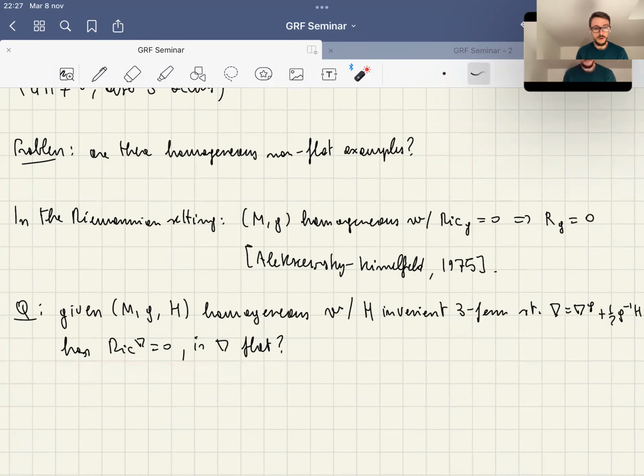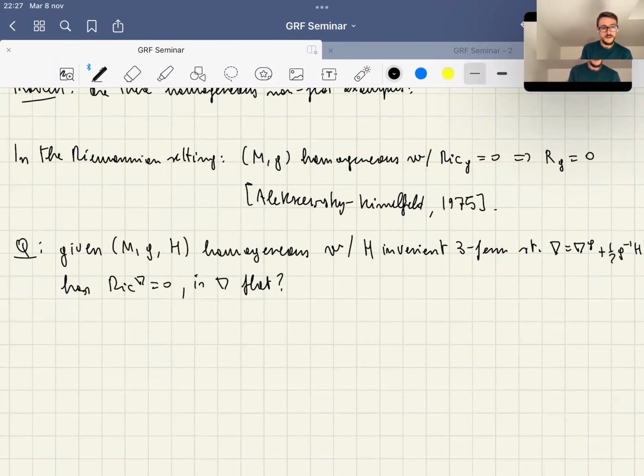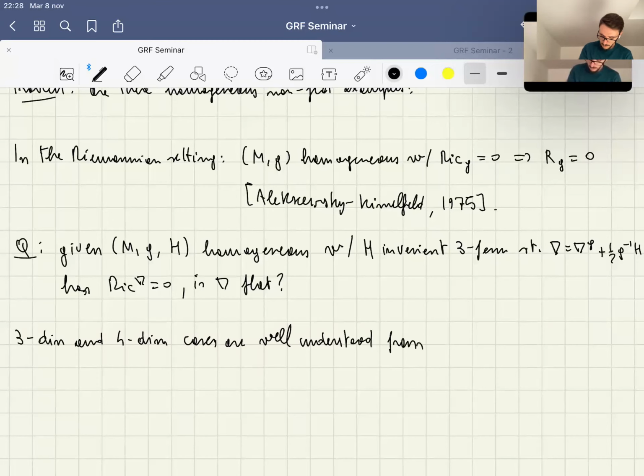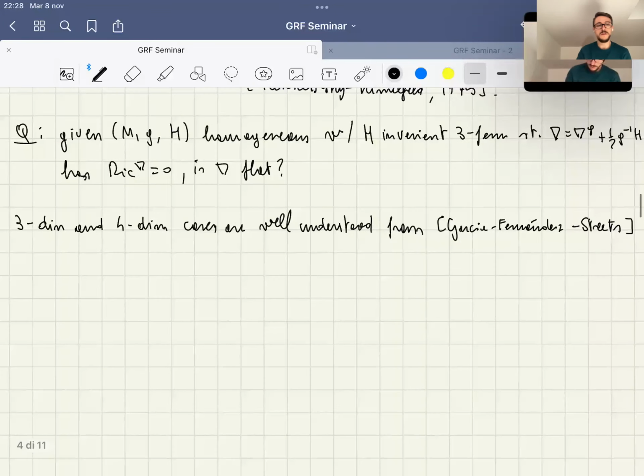So this was the starting point of the collaboration with Fabio Podestà. So we focused on this problem here. And let me say that the answer to this question in the three-dimensional and the four-dimensional case is well understood. So these two cases are well understood from the work of Garcia Fernandez and Streets, and in particular from the results you can find in the book on the generalized Ricci flow.